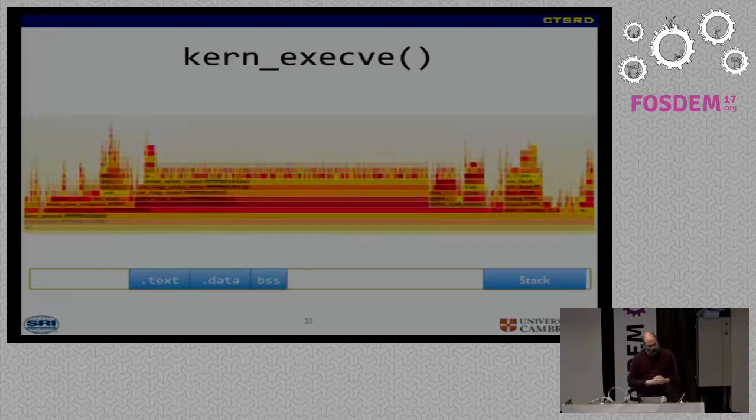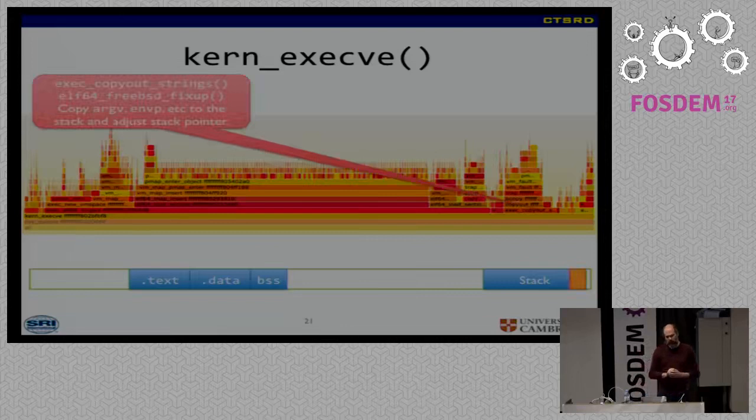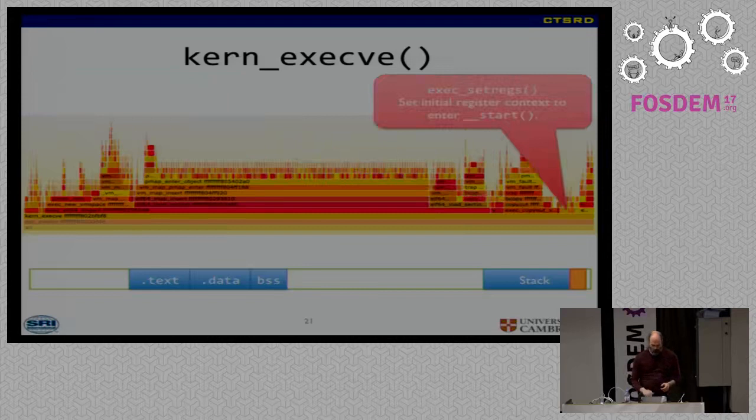So back to current execve, we now have much of the program mapped. And now we're going to copy out the various arguments and environment bits and a few other things that I'll get to in a minute to the end of the stack. Finally, this exec setregs function sets up the registers of the processor so that when the execve system call returns, it returns into a call to the __start function. So we're actually about to get ready to actually run code.